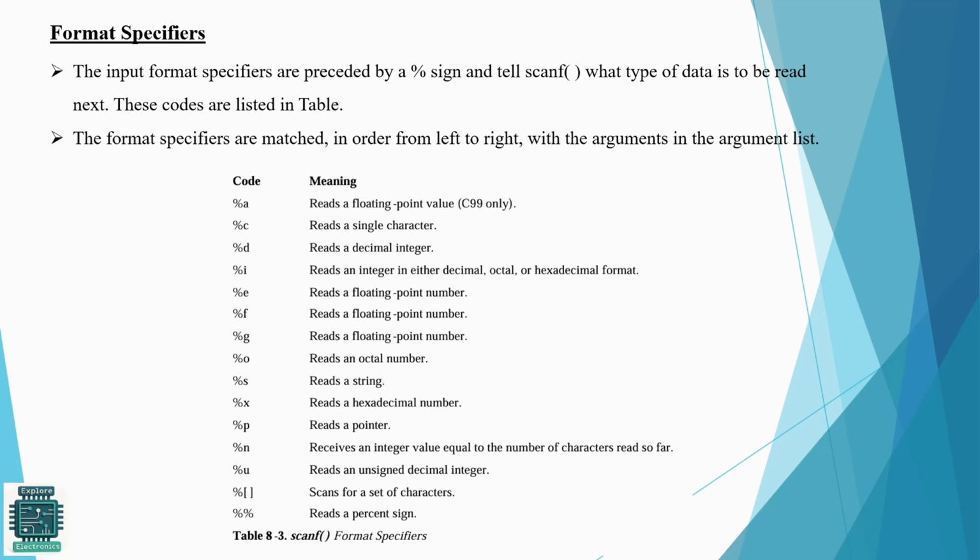Here the inputs are preceded by a percentage sign and tell scanf what data type is to be read next. The codes listed are shown here. This is a whole summary of format specifiers of scanf. In the previous slide you have seen printf, and this is for scanf. The format specifiers are matched in order from left to right with the arguments in the argument list. The difference is that the printf statement just displays the value or the data, but the scanf statement reads a value.